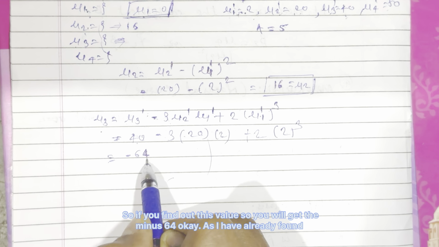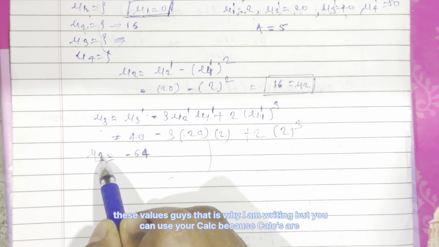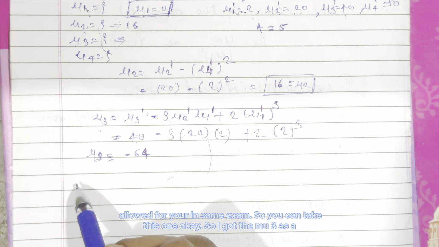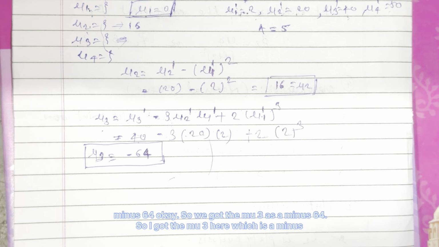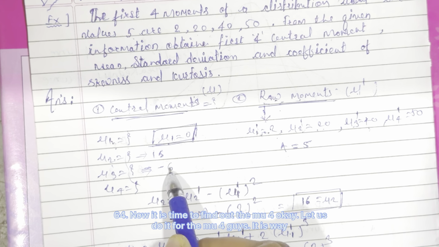As I've already found these values, guys, that's why I'm writing them, but you can use your calculator because calculators are allowed for your END-SEM exam. So I got mu3 as minus 64. So we got mu3 as minus 64.